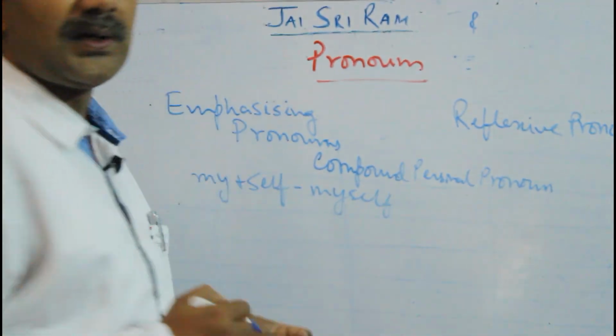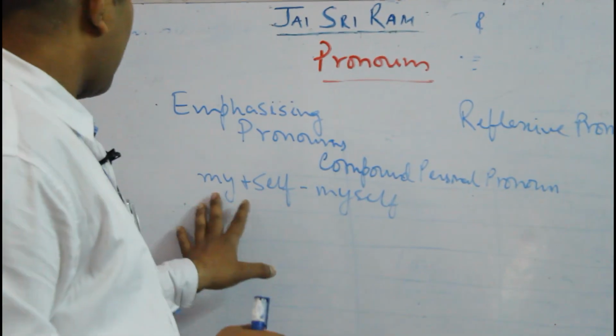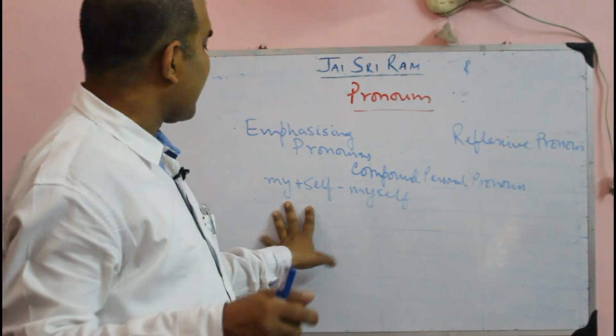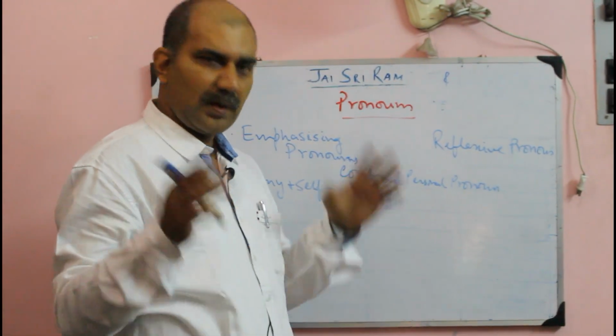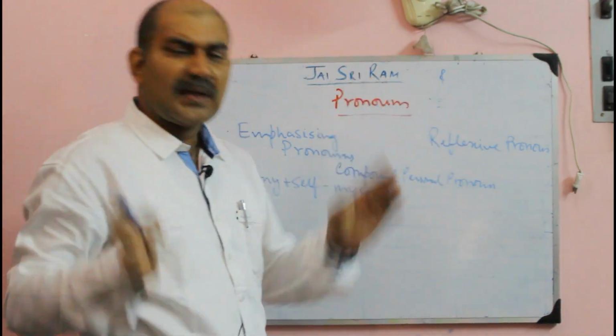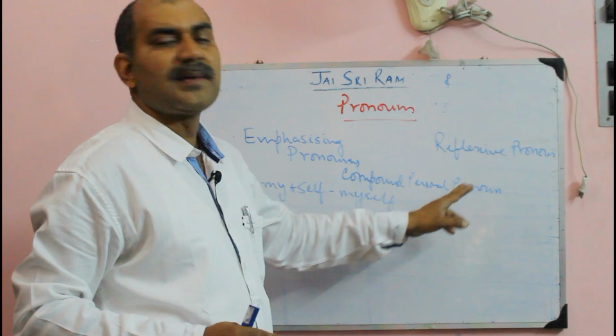So a compound word is a word that is a combination of two or more words. So here it is a combination of two or more words, and this word can be used both as an emphasizing pronoun or reflexive pronoun. And all the emphasizing pronouns and reflexive pronouns are made from personal pronouns. That is why they are known as compound personal pronouns.